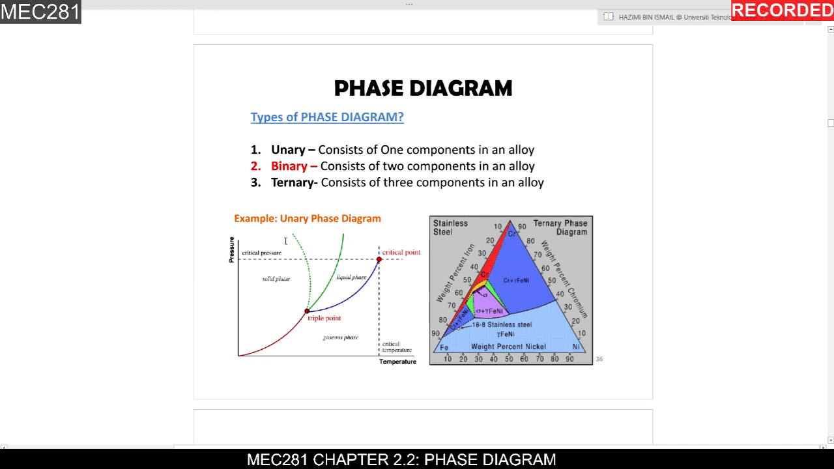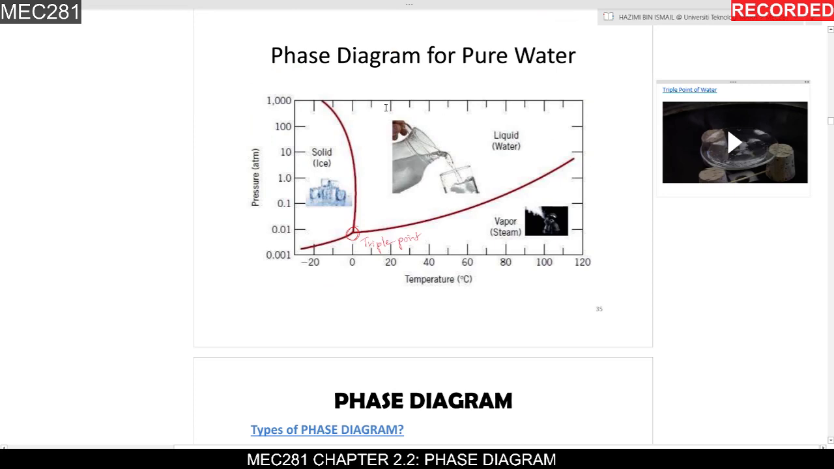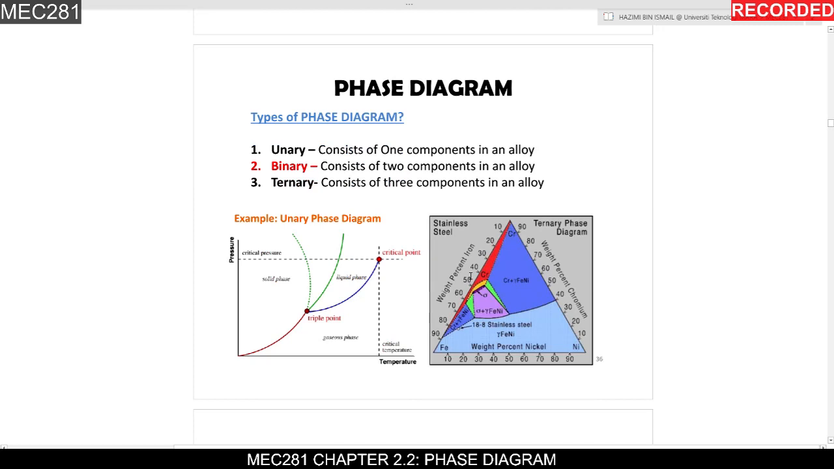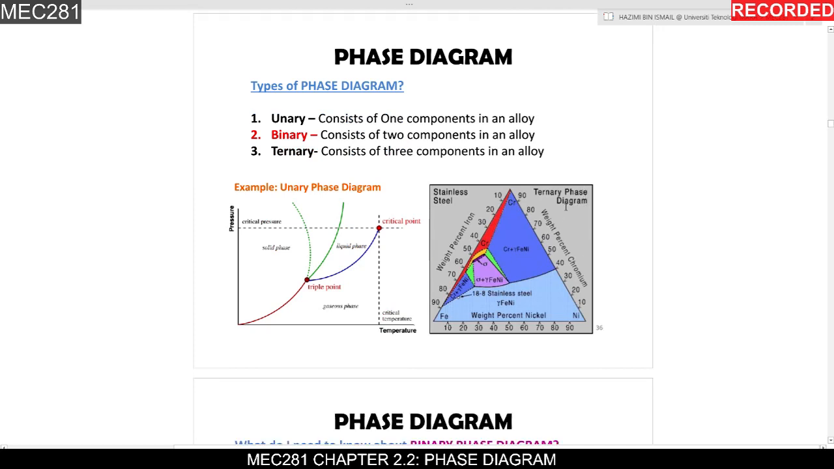Okay, so this is the example of a unary phase diagram. This diagram of the water is also unary because it only contains pure water. Okay, so this is the ternary phase diagram. You have the Cr, you have the ferrum and nickel. So there are three elements here: chromium, ferrum or iron, and also nickel. So it will look like this for the ternary phase diagram.